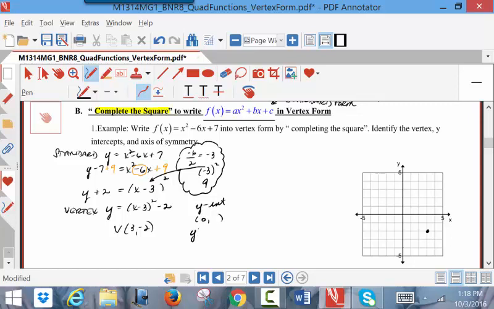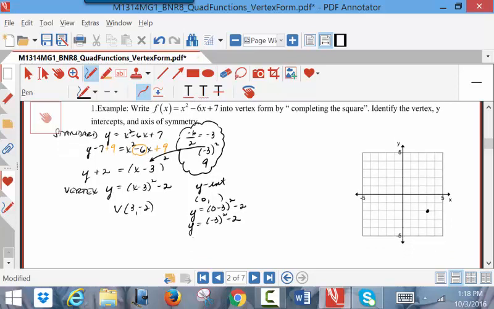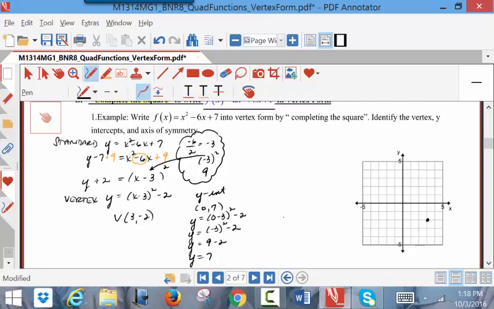So this will be y equaling 0 minus 3 squared minus 2, which is just a negative 3 squared minus 2, which is a 9 minus 2, which is a 7. So my y-intercept is 0, 7. Here we go. Where in the world? I'm off the screen at 0, 7. I'm way up here off my graph.